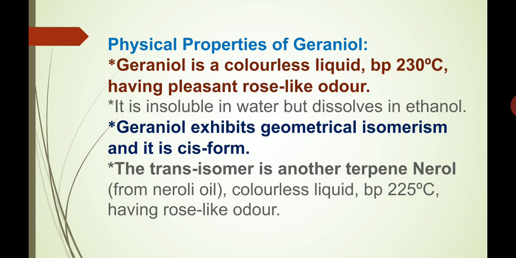Geraniol exhibits geometrical isomerism and it is the cis form. The trans isomer is another terpene called nerol, from the neroli oil. The word has been derived from the neroli oil. It is a colorless liquid. Boiling point is 225 degrees centigrade, having rose-like odor.